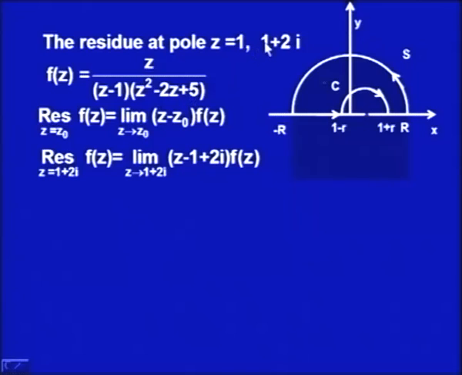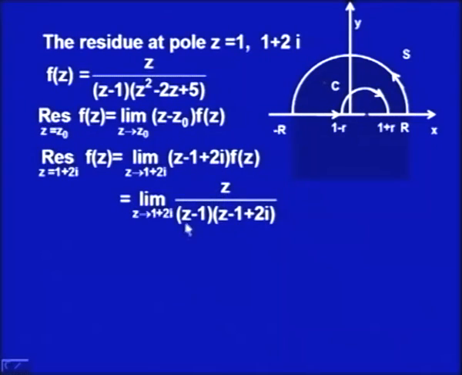So, first in the upper half plane at 1 plus 2i. The residue at 1 plus 2i of f(z) is the limit as z approaches 1 plus 2i of (z minus 1 minus 2i) f(z). The factors of z square minus 2z plus 5 we do know are (z minus 1 plus 2i) and (z minus 1 minus 2i). So, the factor z minus 1 minus 2i would cancel out, and we would get the function as z upon (z minus 1)(z minus 1 plus 2i).